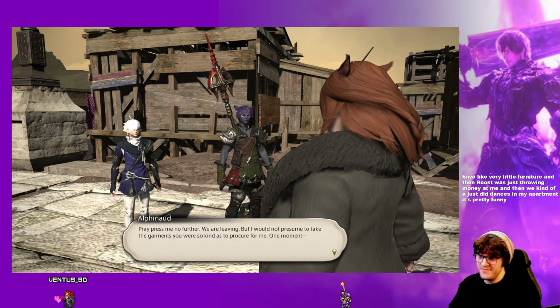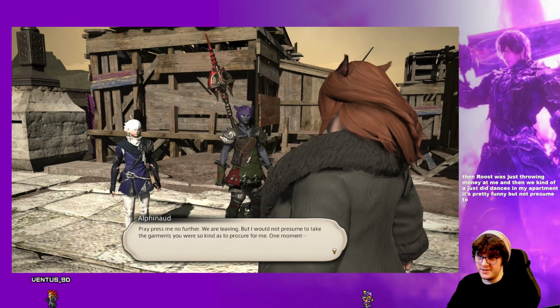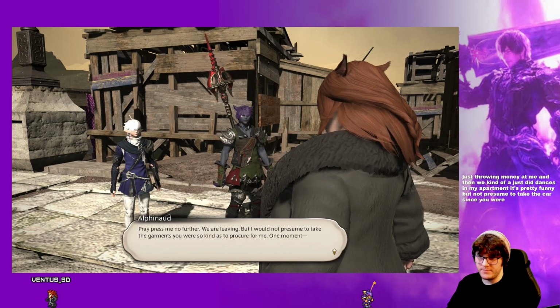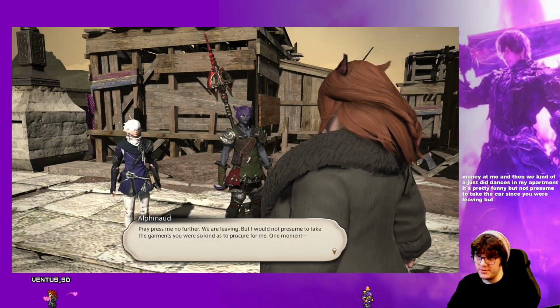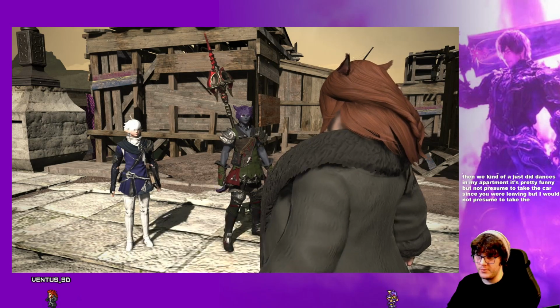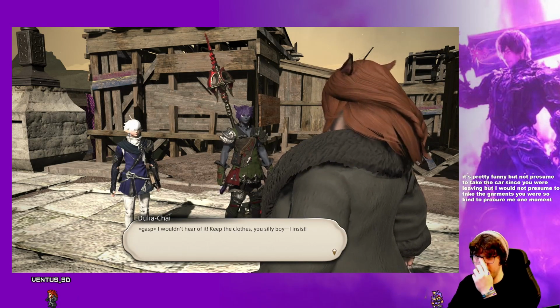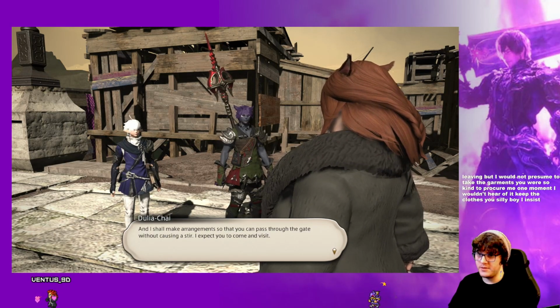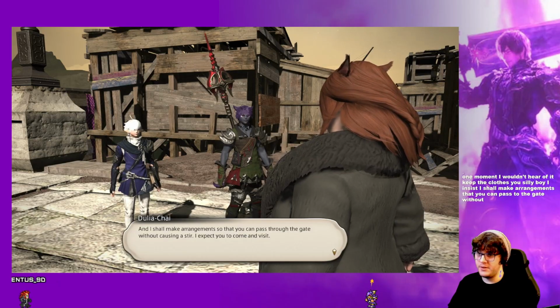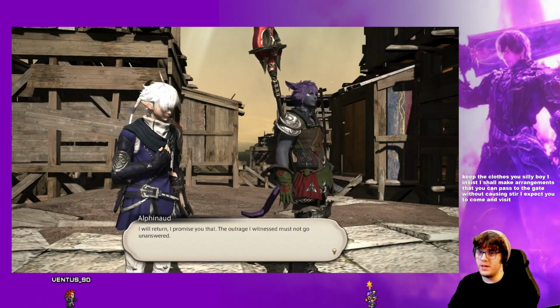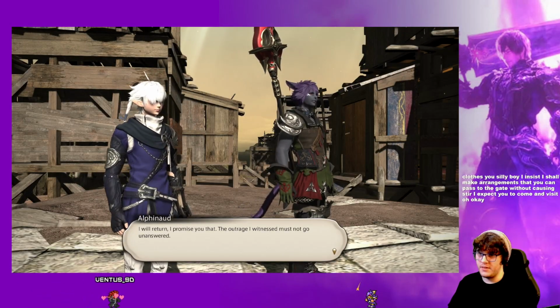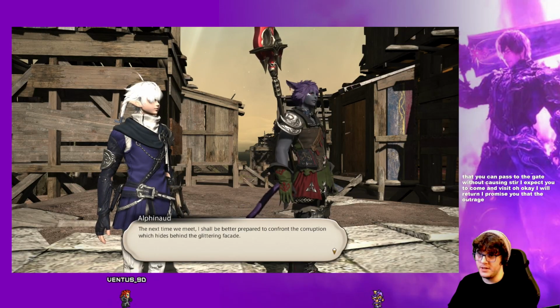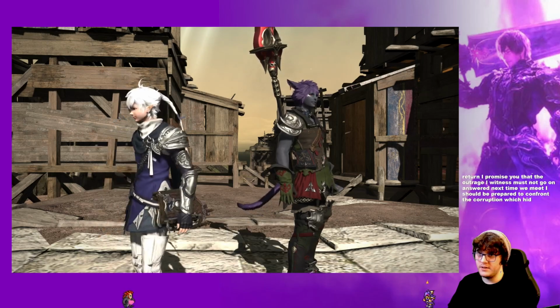Pretty funny. We're leaving, but I would not presume to take the garments you were so kind to procure for me. One moment. I wouldn't hear of it. Keep the clothes, you silly boy, I insist. I shall make arrangements so that you can pass through the gate without causing a stir. I expect you to come and visit. Okay. I will return, I promise you that. The outrage I witnessed must not go unanswered. Next time we meet, I should be prepared to confront the corruption which hides behind the glittering facade.